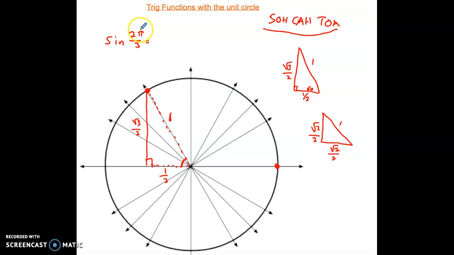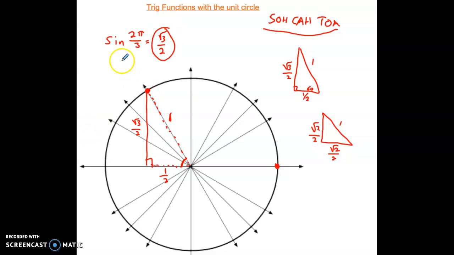Okay, to finish our problem, our reference angle is right here. That's the one we're going to use for our sine function. Opposite, root 3 over 2, divided by the hypotenuse. Square root 3 over 2, when we divide by 1, it doesn't really do anything. There is our sine function.